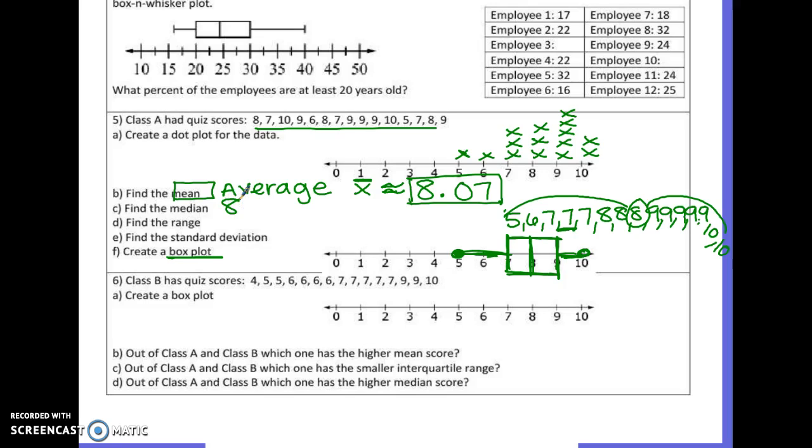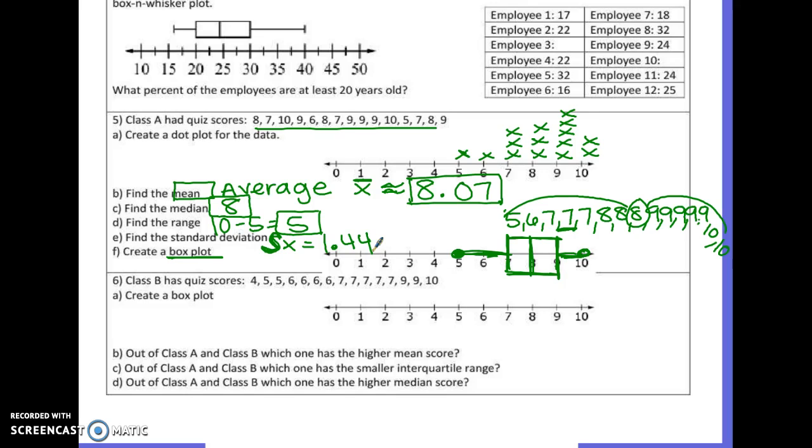The range is 10 minus 5, so it's 5. Range is big minus small. The standard deviation is the sample data, so Sx, if you type it in, is 1.44.